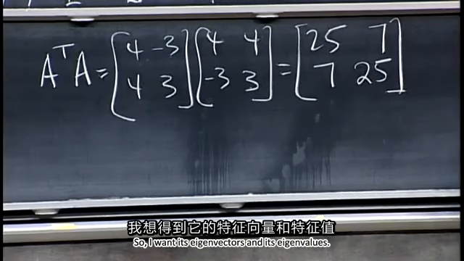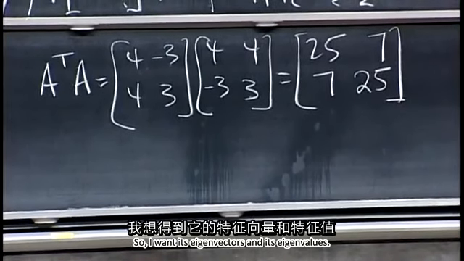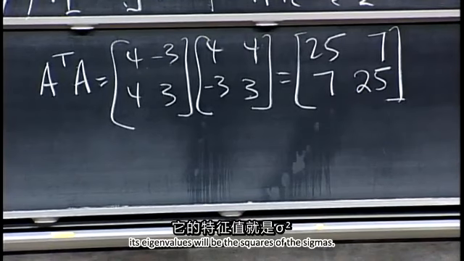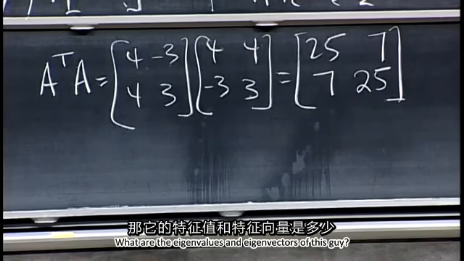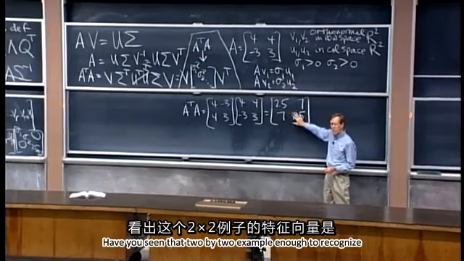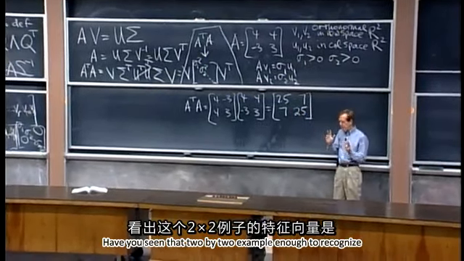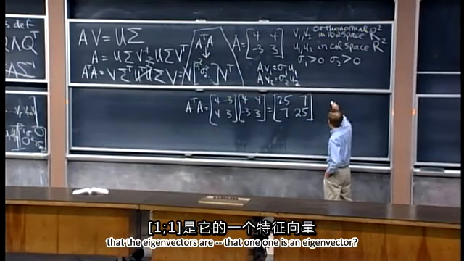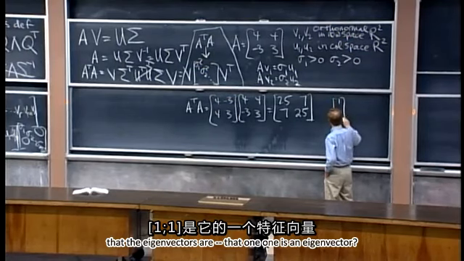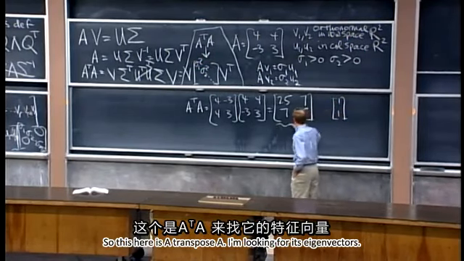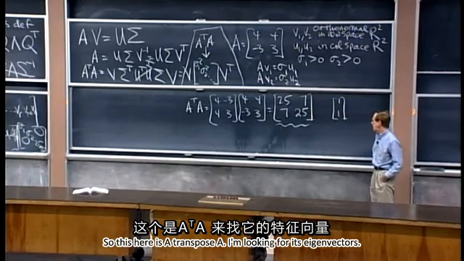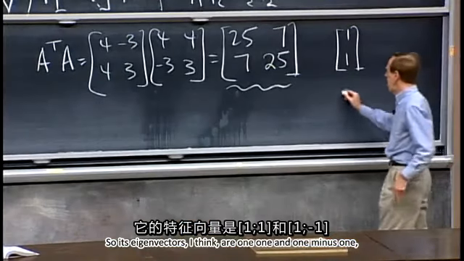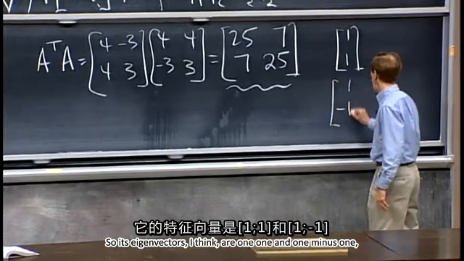So I want its eigenvectors and its eigenvalues. Its eigenvectors will be the V's. Its eigenvalues will be the squares of the sigmas. What are the eigenvalues and eigenvectors of this guy? Have you seen that 2-by-2 example enough to recognize that 1, 1 is an eigenvector? So here is A transpose A. I'm looking for its eigenvectors. So its eigenvectors, I think, are 1, 1, and 1, minus 1.